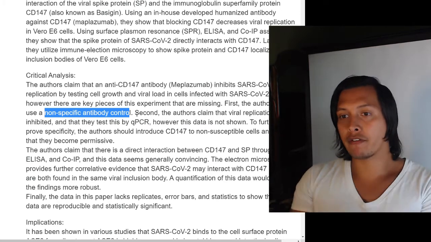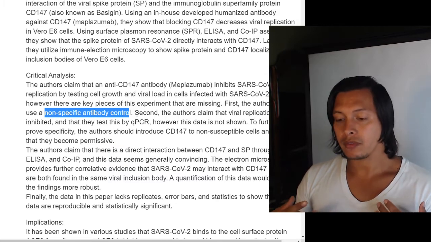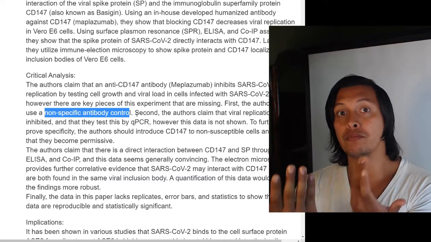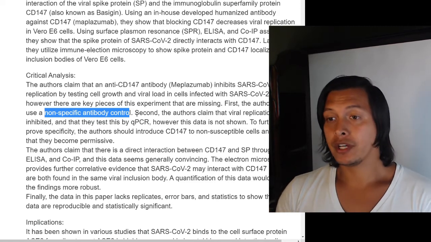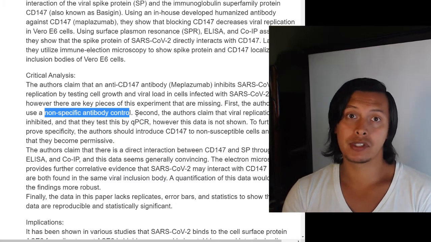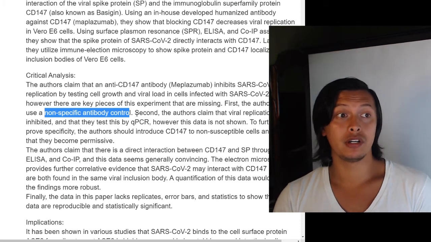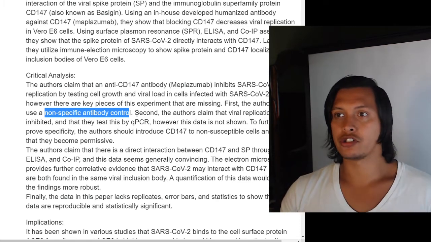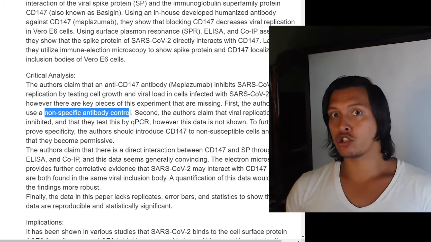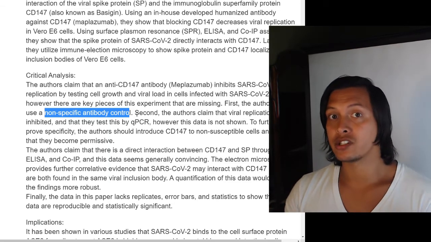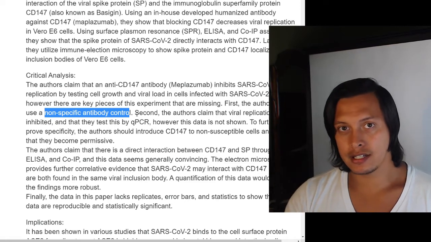And that is usually a good control to at least tell you that whatever effect is from the anti-CD147 antibody is exclusive to being anti-CD147, not just being an antibody in general. If you could imagine, if you just stuck in a bunch of antibodies, those antibodies might do something to the cell, and you might be reading that as noise of your experiment, but rather than reading it as noise, you read it as a signal, which is bad. So that's one of the problems that they have with this paper.